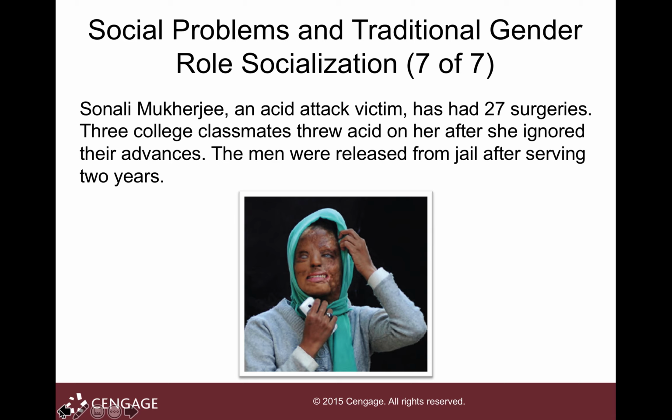Automatically their masculinity, they feel threatened. So now they have to put down the woman, and that's just another example that is not as severe as this acid example.